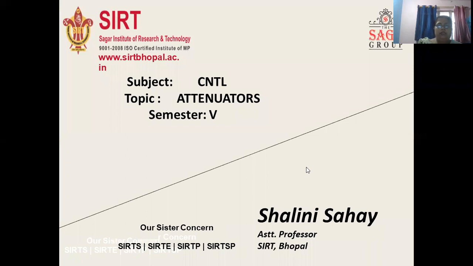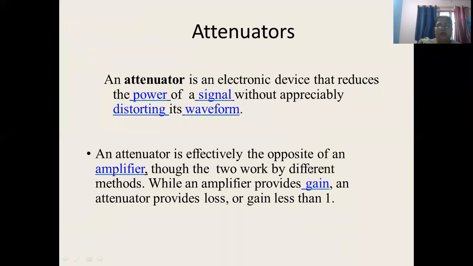Today in this lecture, I am going to discuss about the attenuators. An attenuator is an electronic device that reduces the power of the signal without appreciably distorting its waveform. An attenuator is effectively the opposite of an amplifier, though the two work by different methods. While an amplifier provides gain, an attenuator provides loss, or gain less than 1.